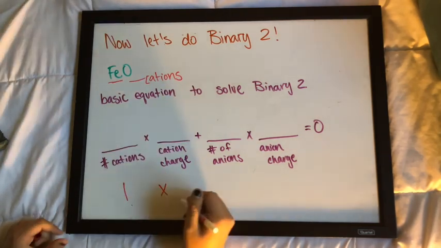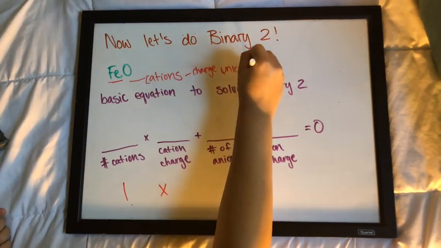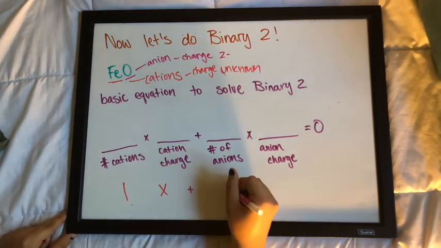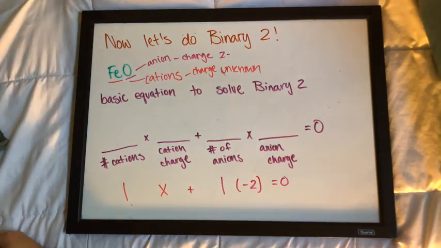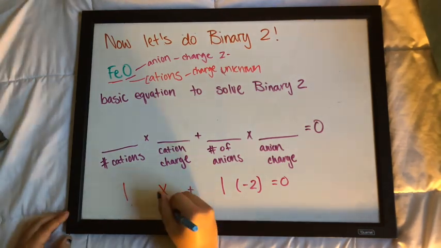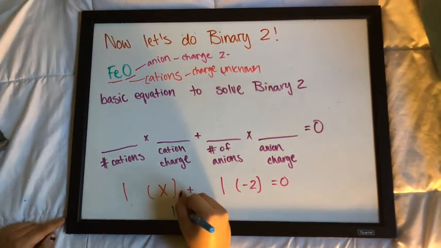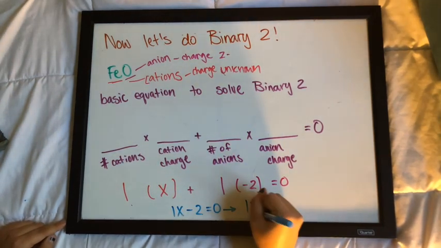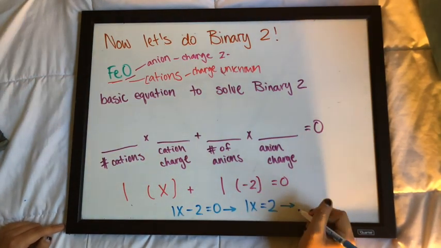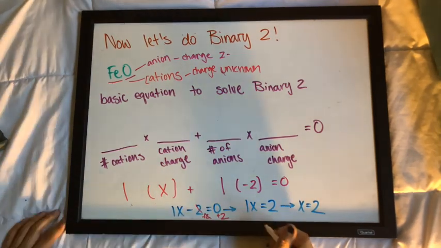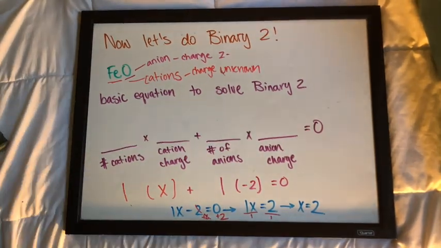So here we have one cation of iron and we don't know its charge. And then we have an anion of oxygen, and the charge, if you refer to the periodic table, is -2. That'll equal 0. 1 times x equals 1x plus 1 times -2, which will be -2, equal to 0. That turns into 1x equals 2, and then you divide by 1, which gives you x equals 2.